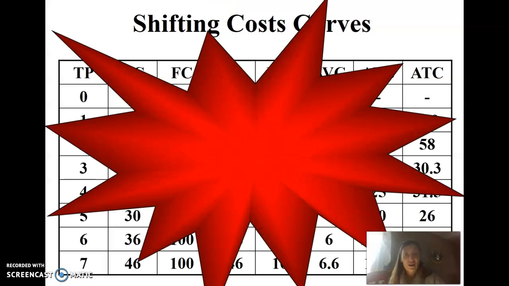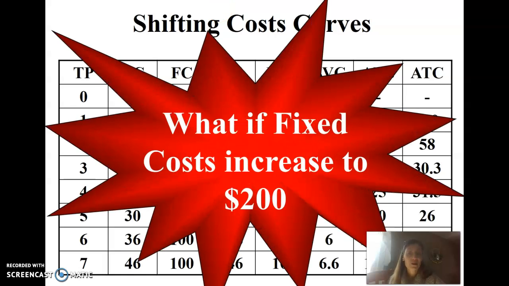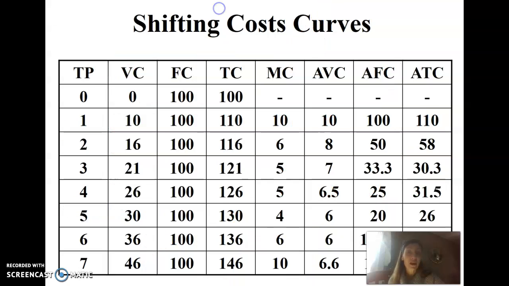If we look at shifting cost curves, okay, what happens if fixed costs increase? Say that I'm paying rent and it's usually $100, and then all of a sudden the fixed cost increases by $100. What cost curves are going to change? Okay, so clearly, my fixed cost column, that constant $100, is now going to jump up to $200. Okay, so that's fairly obvious. We also know that, of course, our average fixed costs are also going to change, right? Because now my fixed costs have changed, my average fixed costs will also change.